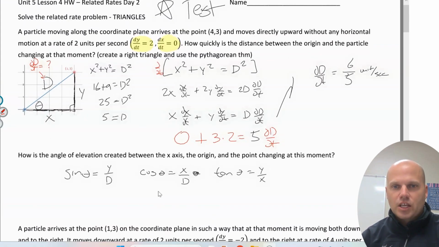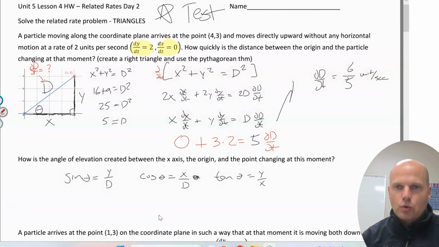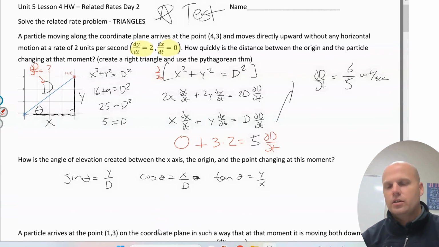Now, here's the key. We need to pick the correct trig function that would be the most advantageous to use. We actually could use any of the 3 because we did find dd dt at this moment. So we really do have all three. We have dy dt, we have dx dt, and we have dd dt now, which means I could choose any of them. And I'll show you how any of them will work and you'll get the answer.